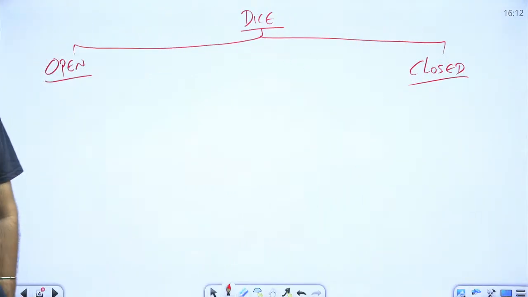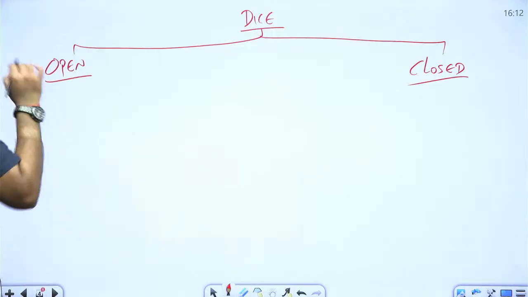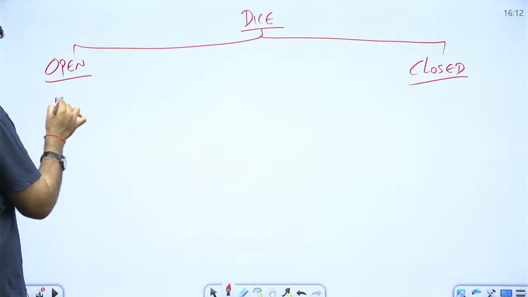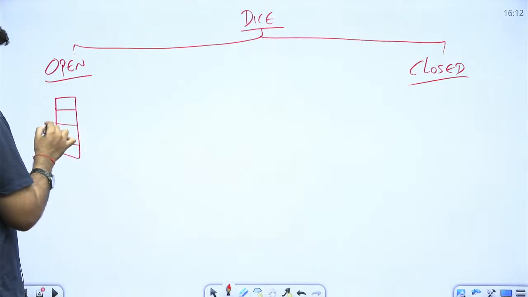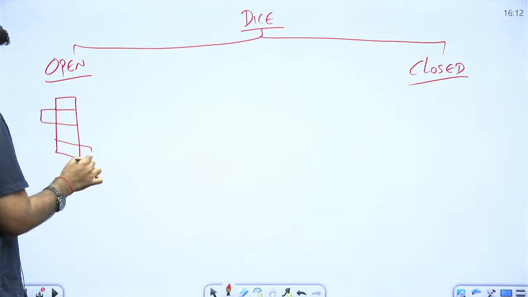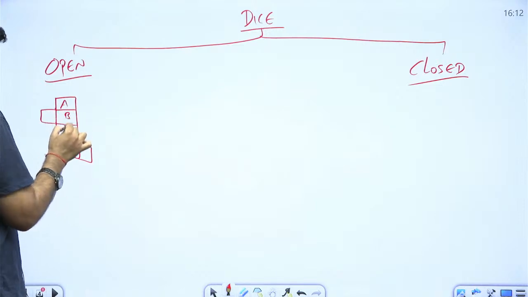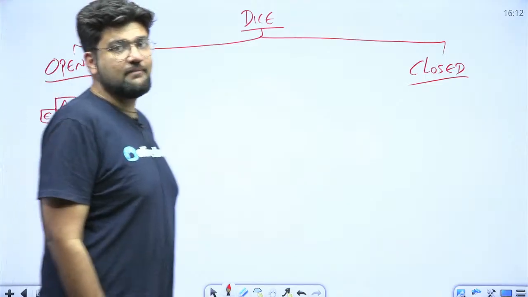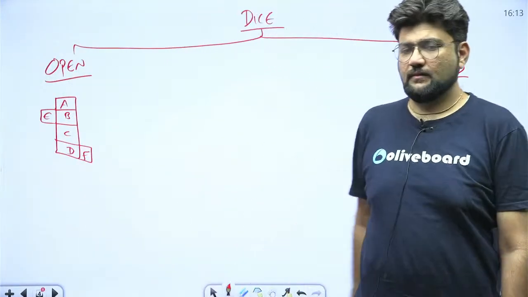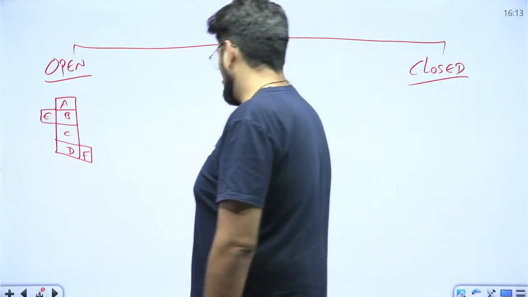When I talk of an open dice, basically a figure of this format is given to me. Something of this sort will be given to me. And they will give me four cubes in the option, and they'll ask me which of these can be made and which of these cannot be made. So how do I proceed with this?